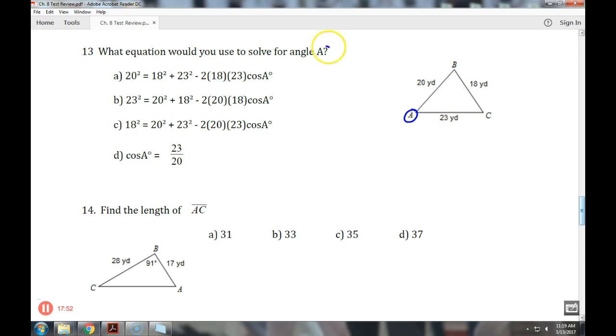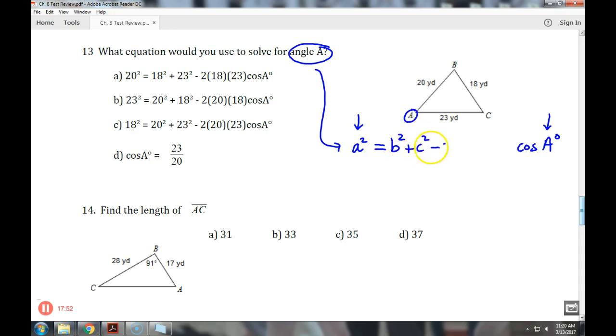Now, if I want to find angle A, I need to use the A equation. You know, little a squared equals, and before I finish it, I always know that whatever letter is in the beginning has to be the same letter at the end, but one's the side and one's the angles. The other two letters go inside here in this format.